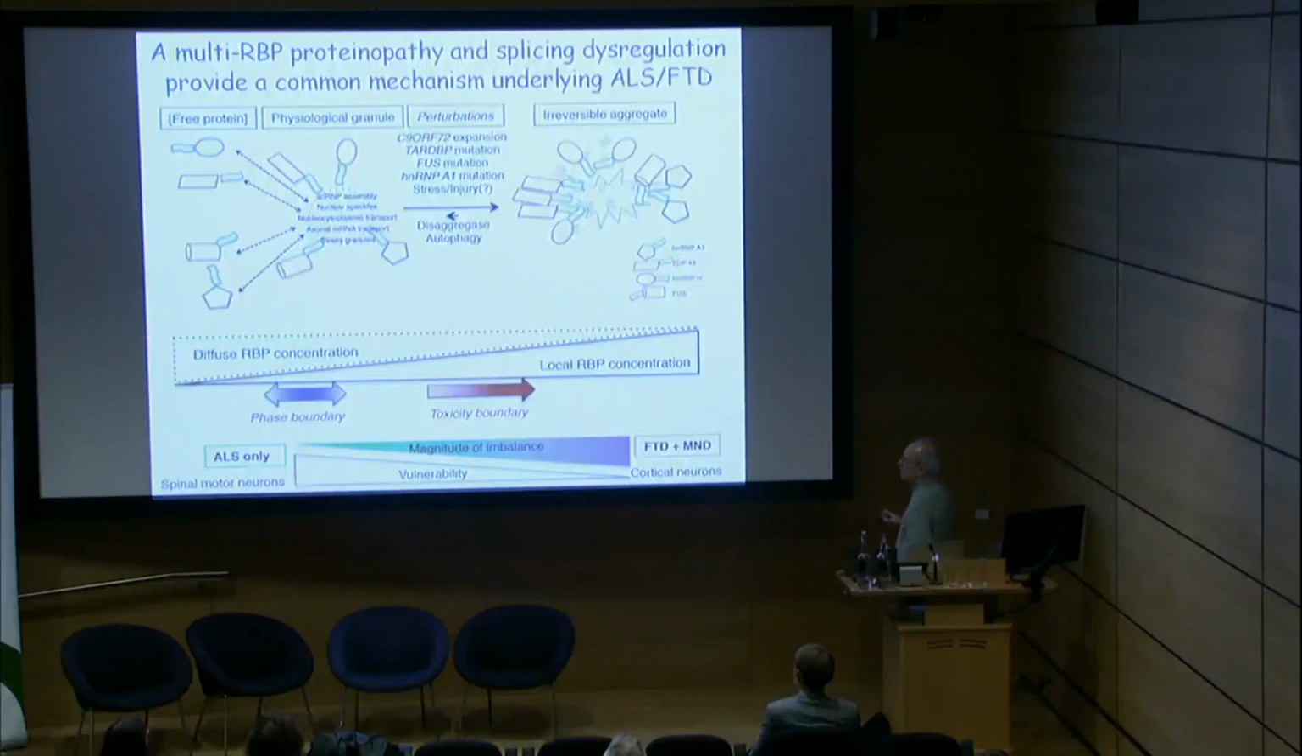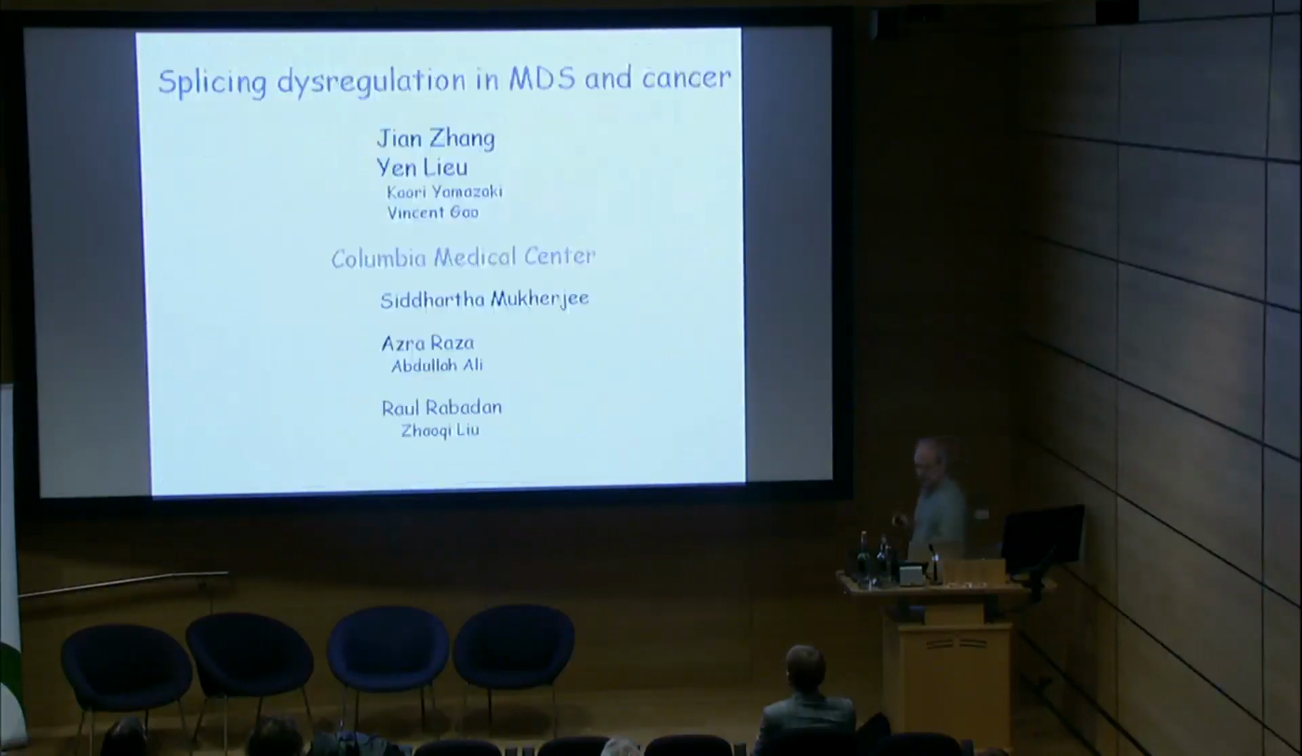Here we have a depiction of that from diffuse RBPs, perhaps reflecting phase transition coupled with a toxicity boundary that leads to these aggregates right here. And this shows up in different disease progression or different disease susceptibility, ALS at one end, and FTD and perhaps other motor neuron diseases at the other.